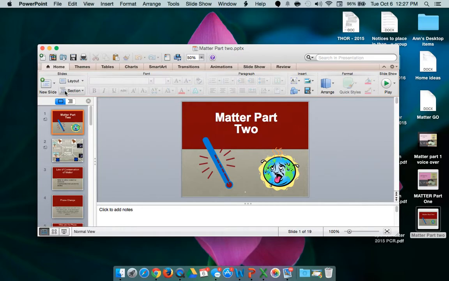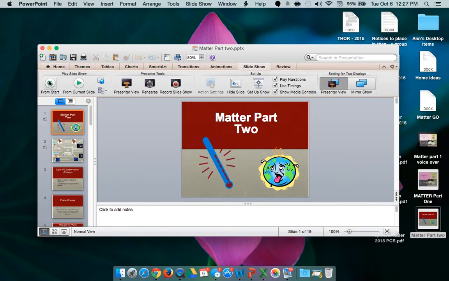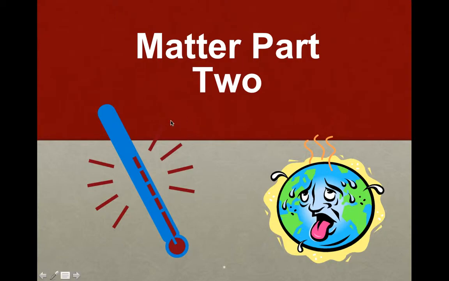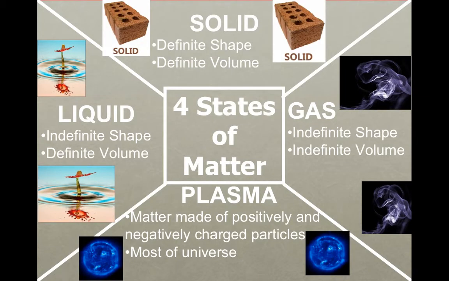Part 2. Okay, so let me get this up and running. So matter, part 2. Now we're going to look at the 4 states of matter. Before, we looked at the different types of matter, homogeneous versus heterogeneous, and also physical changes, physical properties, as well as chemical properties and chemical changes. Okay, but now we're going to look at the 4 states of matter. Basically, we're going to focus on 3 of them, but there is a 4th one called plasma.